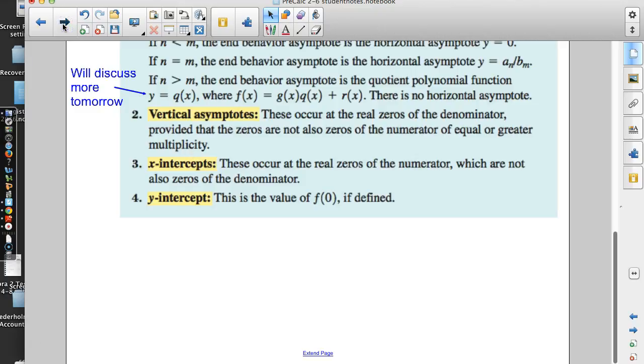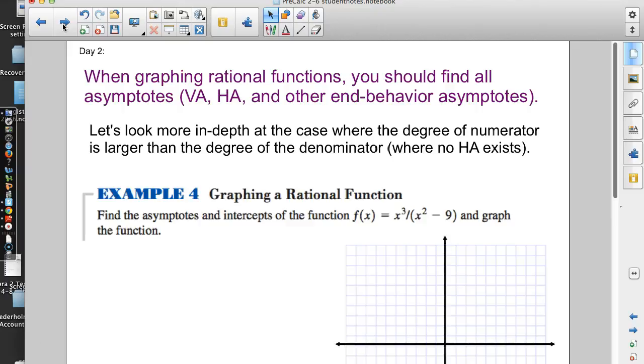So where do we go? When graphing rational functions, you should find all the asymptotes. Like I said, we really just want to grab the graphing calculator for nothing, if we can get away with it. But if there are pieces that we can't find algebraically, then we'll grab the graphing calculator. So vertical asymptotes, horizontal asymptotes, end behavior asymptotes, and like they're saying here, one that we haven't experienced before called slant asymptotes. That's what we want to look at.